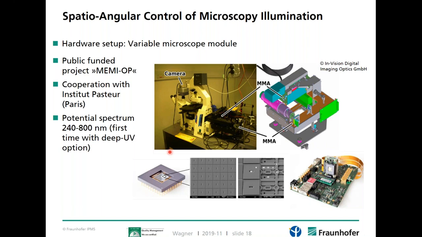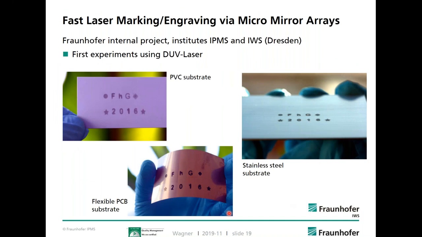So another idea is using the SLMs for some fast laser marking and engraving. What I showed you, and this is a strong history here, is illuminating photoresist. And now we are looking into a little bit higher intensities to process material directly. So there is no lithography, but we are really writing directly with a laser into the materials, and not with a single beam, but projecting the area of our SLMs, our micromirror arrays.